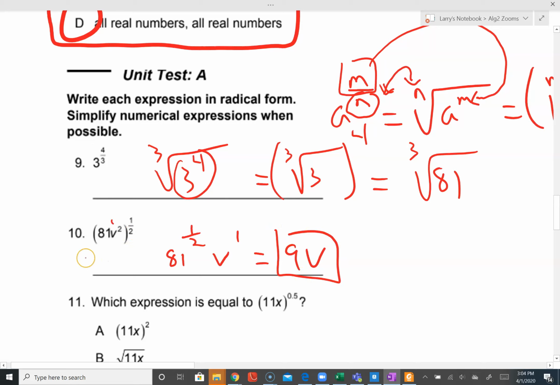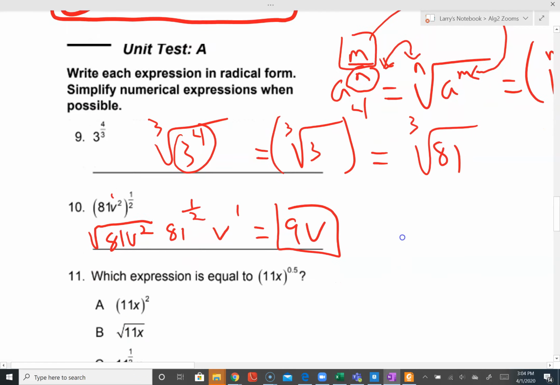Remember, the 1/2 power is simply the square root. This is saying the square root of 81V squared. Square root of 81 is 9. Square root of V squared is V.